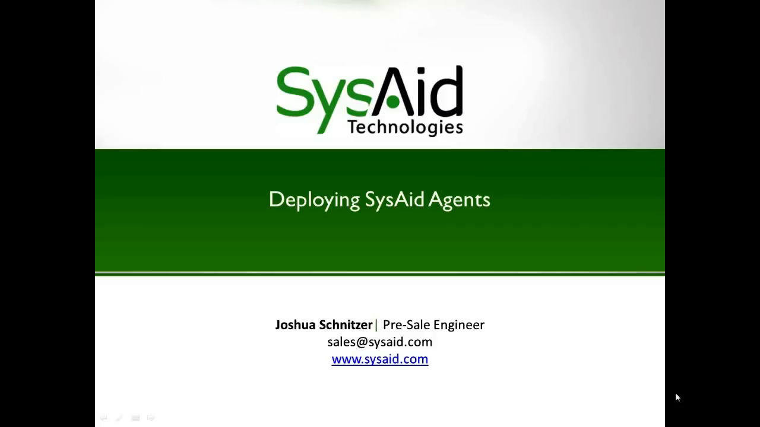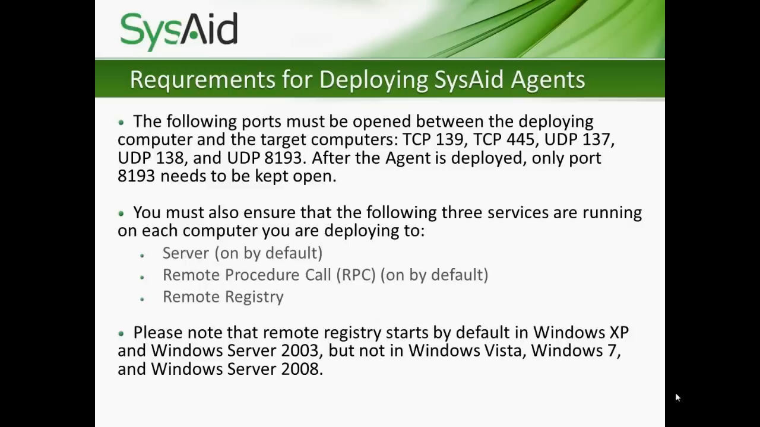In this video, I'm going to show you how to deploy SysAid agents. Before deploying the SysAid agents, there are some requirements. The following ports must be open between the deploying computer and the target computers: TCP 139, TCP 445, UDP 137, UDP 138, and UDP 8193. After the agent is deployed, only port 8193 needs to be kept open.